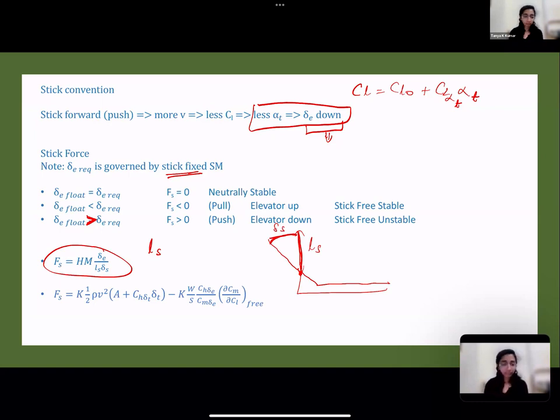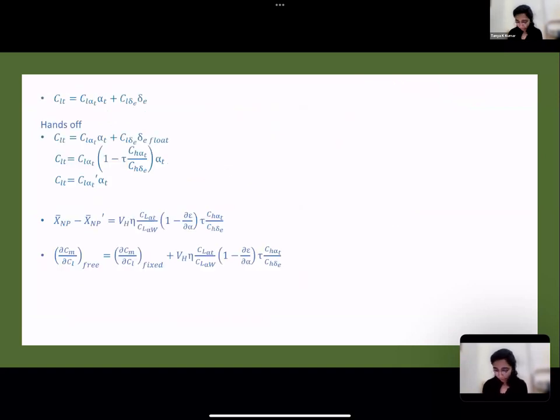Correct. And then sir had gone on to derive this expression for stick force. So then we have this neat linear equation for CL of the tail. You have CL alpha tail into alpha tail plus CL delta E into delta E. Since it's symmetric, I've taken CL not to be 0. Now, if it's the hands-off condition, if I let go of the stick, your elevator floats freely. So you replace delta E by delta E float, proceed with the derivation, and you see that the CL alpha tail for the stick free and stick fixed condition changes. That is the only change.